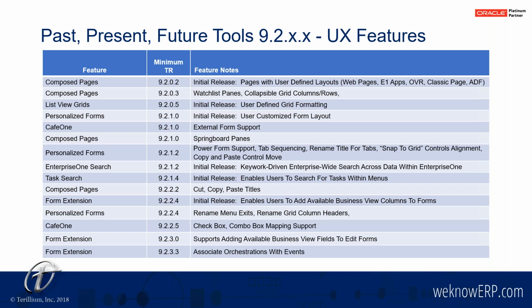They've done some enhancements with that as well. The first enhancement was with 923, where they supported adding available business view fields to edit the forms. And then in 9233, most recently, this was really a game changer, where they started allowing you to associate orchestrations behind these form extensions. You could add buttons and put orchestrations behind them to do things with different rows of data that were on your form. And I'm going to show you 2 examples of that today.